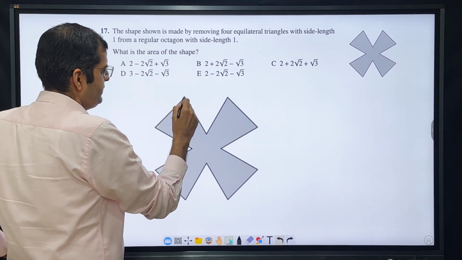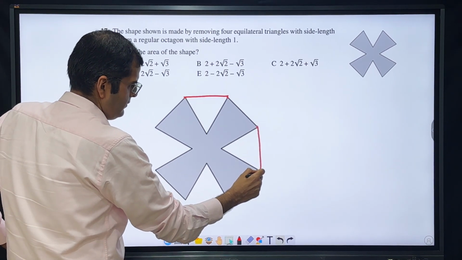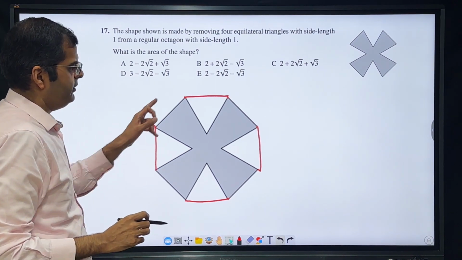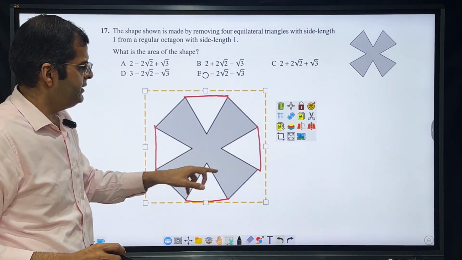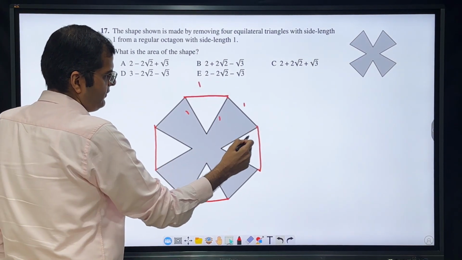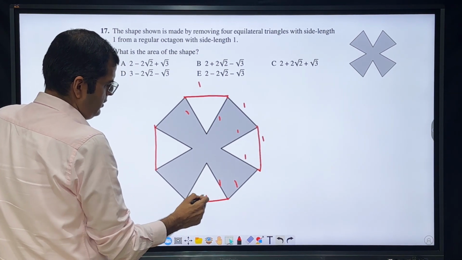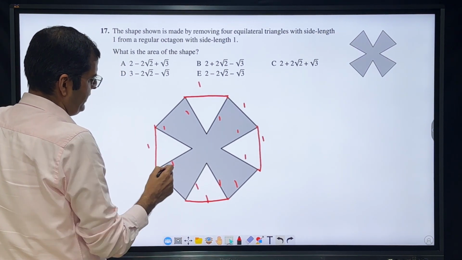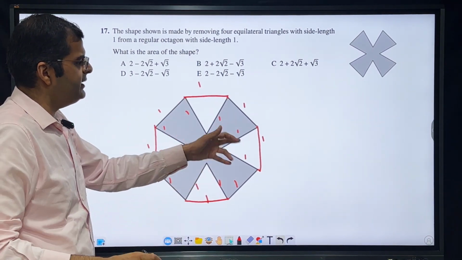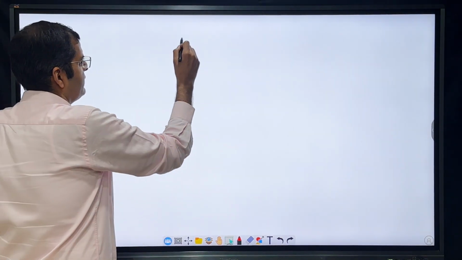So I will first complete the octagon here. This is a regular octagon. So from this octagon, from this 8-sided figure, I have removed these four equilateral triangles. And each side of the equilateral triangle is 1. Each side of the octagon is 1. So from here, what we can find is the area of the shape will be area of the octagon minus 4 times area of the equilateral triangle. So what is the area of octagon?